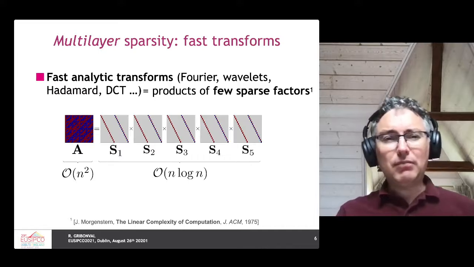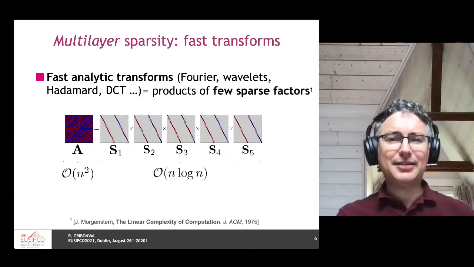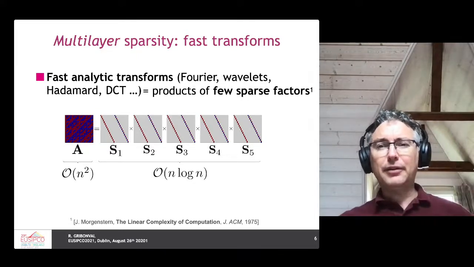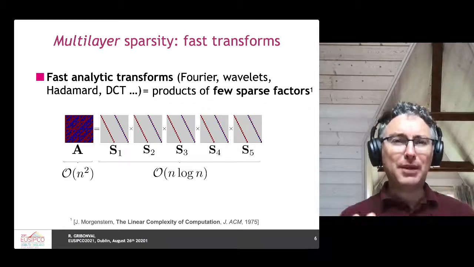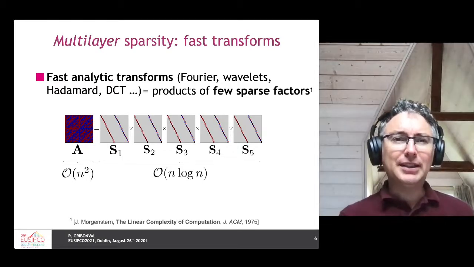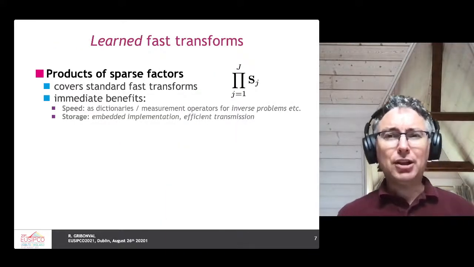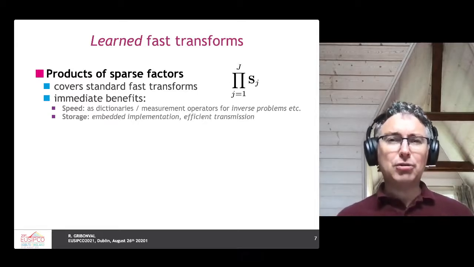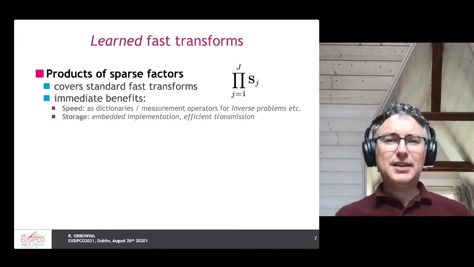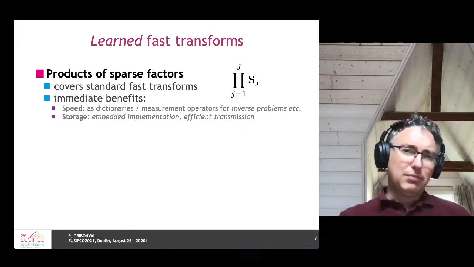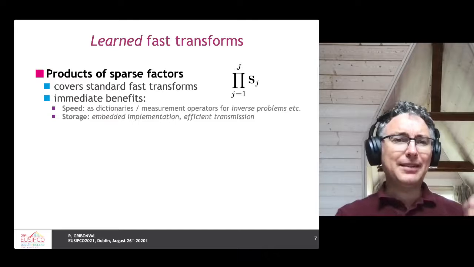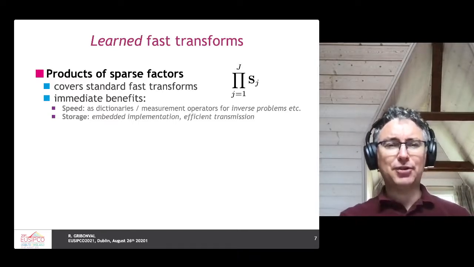So historically, this is by design. I mean, they have analysis to find the factors. But more recently, with the idea of using learning methods everywhere we can, came the idea of using these representations as products of sparse factors to do approximation or learning of fast transforms. These products of sparse factors, we've seen they cover many existing transforms, and when you have such a product, you can immediately get speedups and also compression in terms of storage.